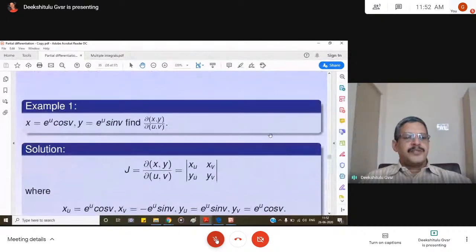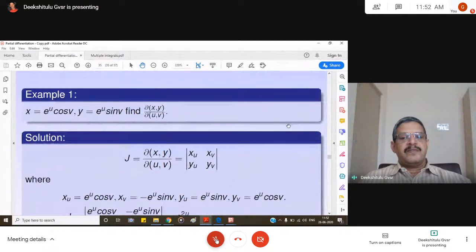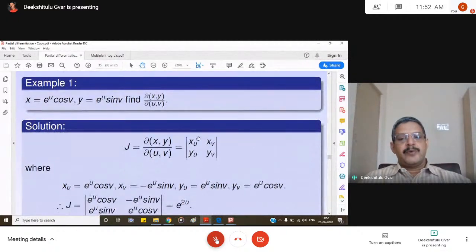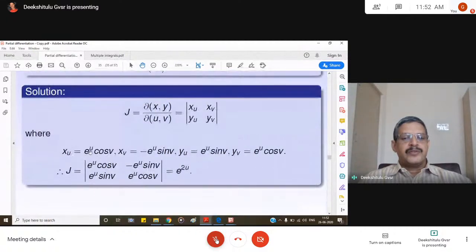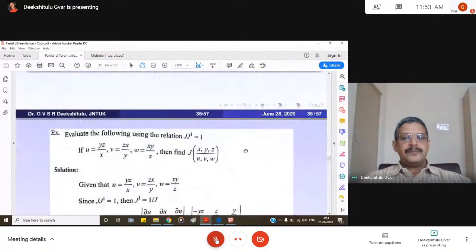So find the Jacobian when x is equal to e power u cos v, y is equal to e power u sin v. So ∂(x,y)/∂(u,v) is equal to the determinant of ∂x/∂u, ∂x/∂v, ∂y/∂u, ∂y/∂v. Find ∂x/∂u, e power u cos v; ∂x/∂v is minus e power u sin v; ∂y/∂u, and ∂y/∂v. Put it here. This is the Jacobian.